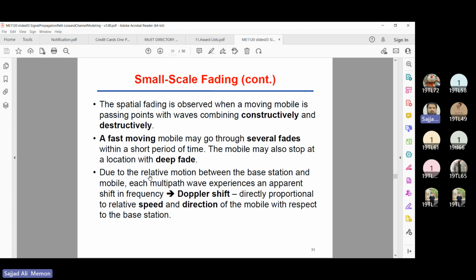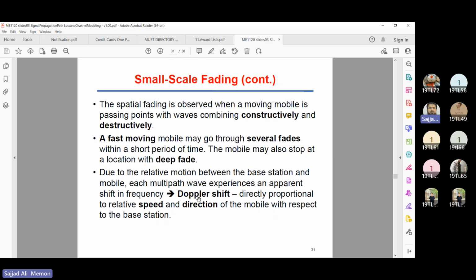Due to the relative motion between the base station and mobile, each multipath wave experiences an apparent shift in frequency. We know this as the Doppler shift, which is directly proportional to the relative speed and direction of the mobile with respect to the base station. It's very much the same way radar works. It works on this frequency shift. That is how we know whether a target is moving towards us or away from us, because we can observe the shift in frequency, and that shift is directly proportional to the speed and direction of the mobile. Here it is the mobile; in the radar case it is the target.